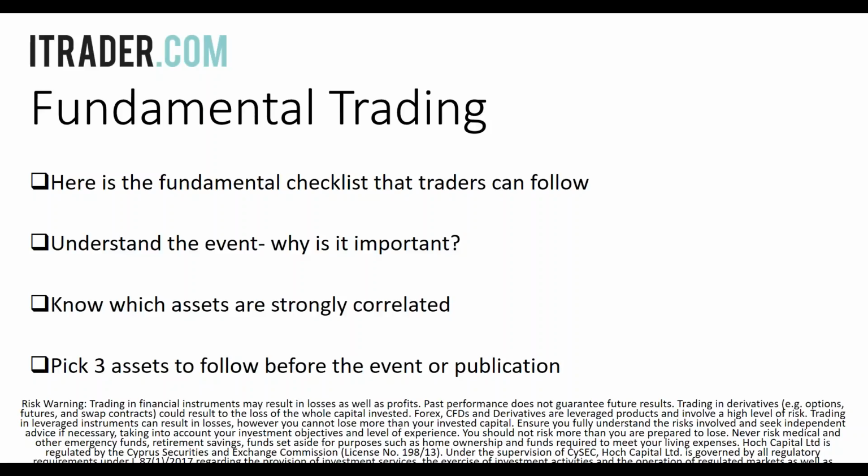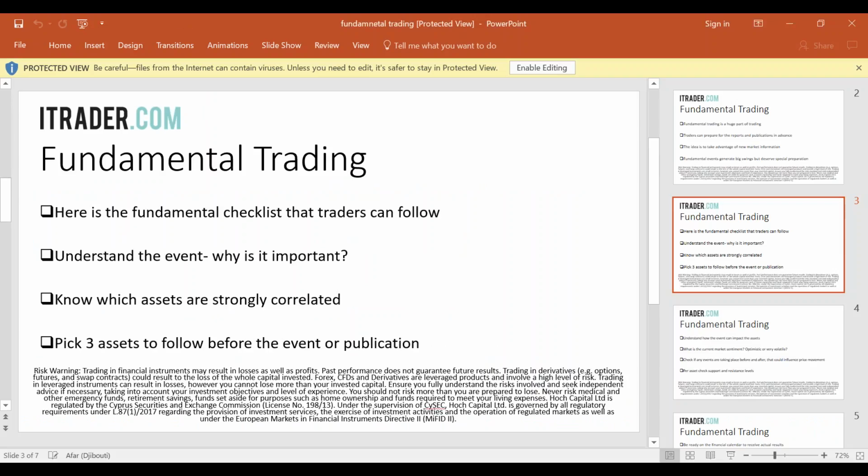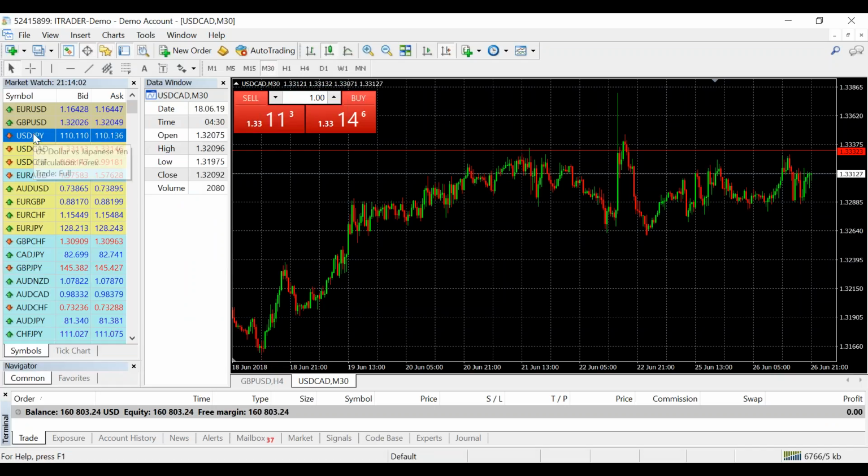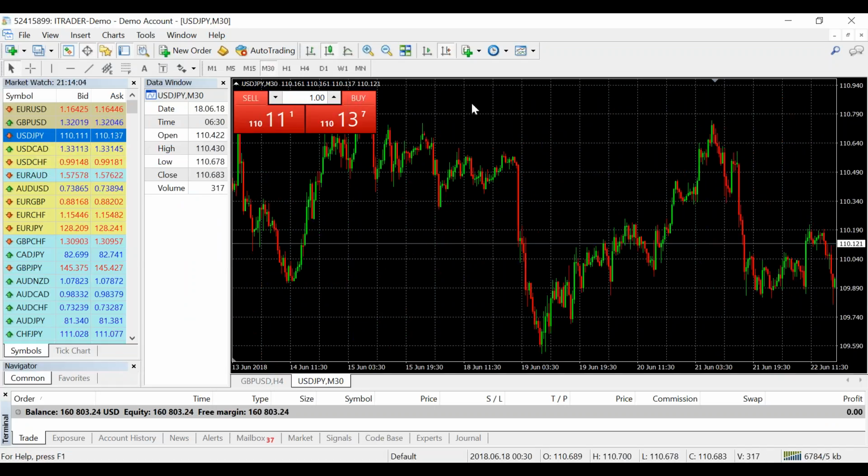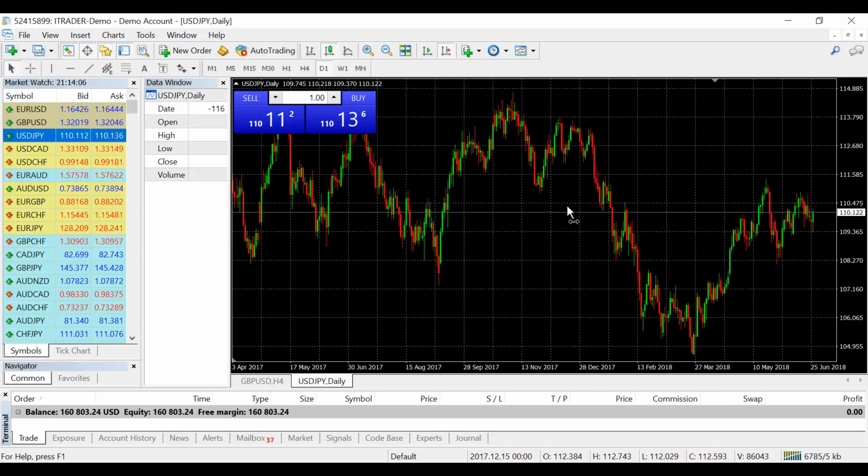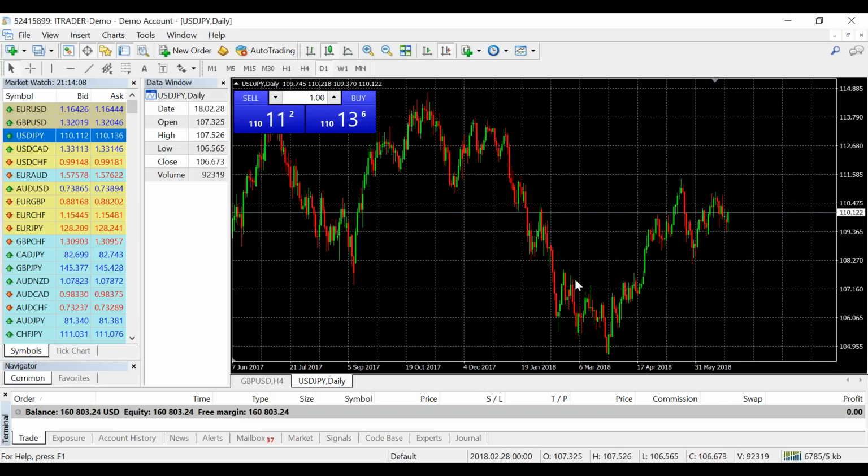You know what? Let me show you. Let me go to the MetaTrader and actually show you how it works. If I take the dollar versus the Japanese yen, for example, on a daily chart, you can see here the dollar went down and then it went up.